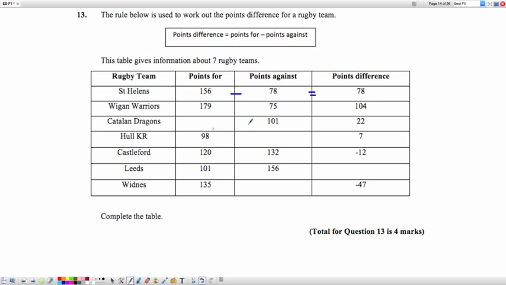So in this space here, we're going to add our 22 to our 101 to get 123. Here we have a points difference of 7. That means we must subtract 7, so we have 91. Here we can work out the points difference. 101 subtract 156 is going to be negative 55. And here again, this number is going to be bigger than the 135. We add 47 to it because it's a negative difference, which will give us 182.